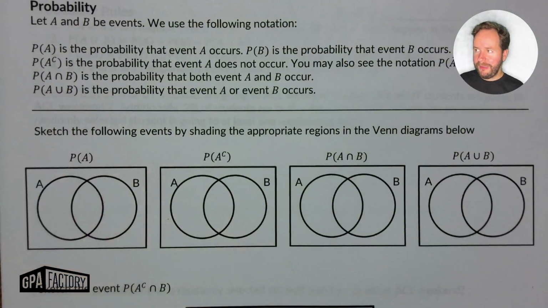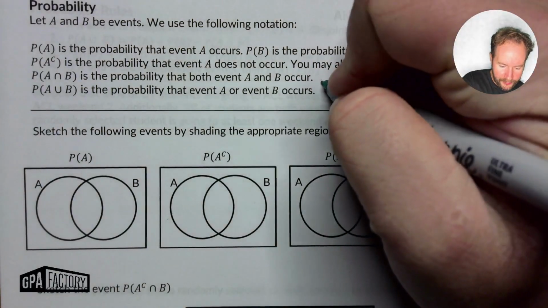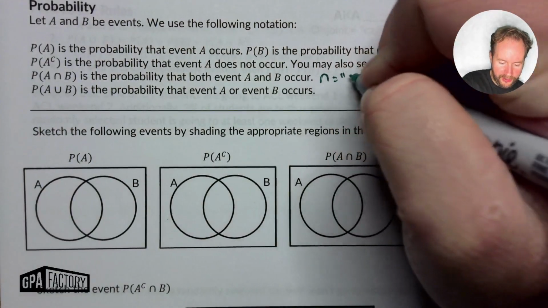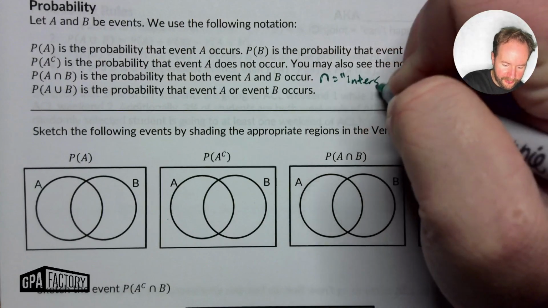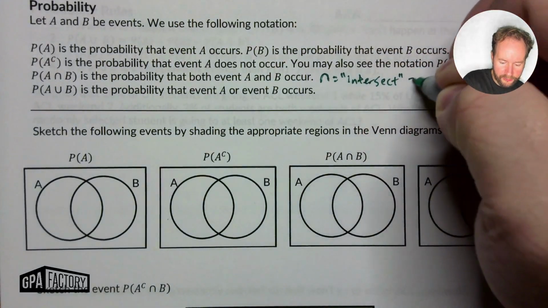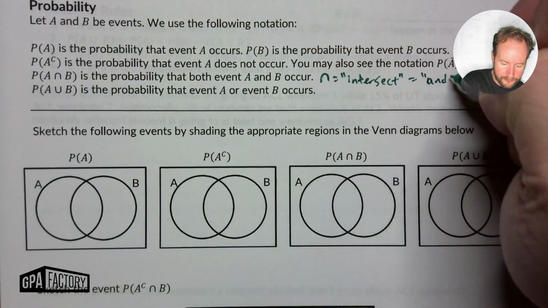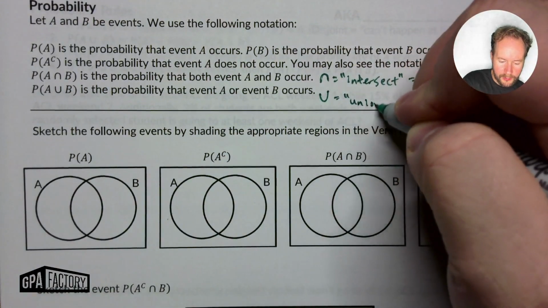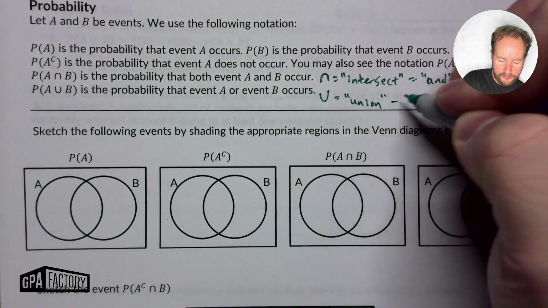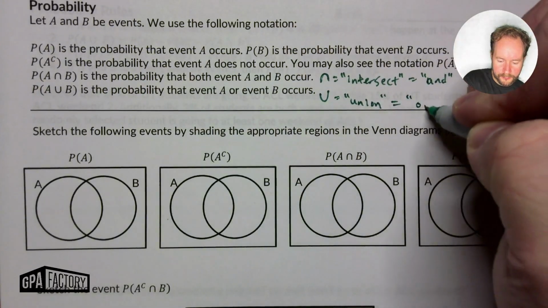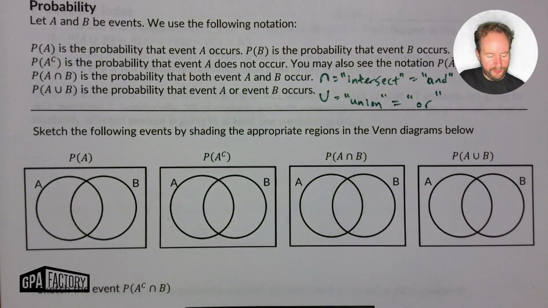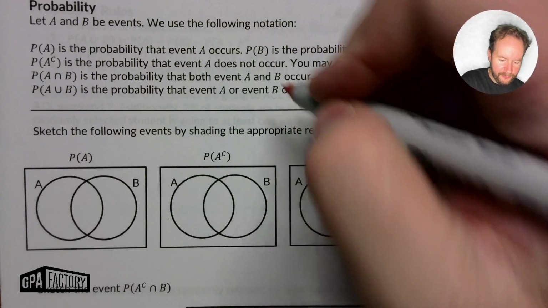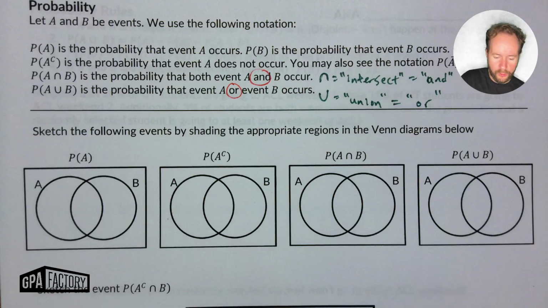A intersect B, this upside down U means intersect, and I will sometimes say that word, intersect. But it also means and. Whereas this U is union, and it means or. Okay, so let's highlight those words. I want everyone to highlight where I've said and, my and, here's my or.